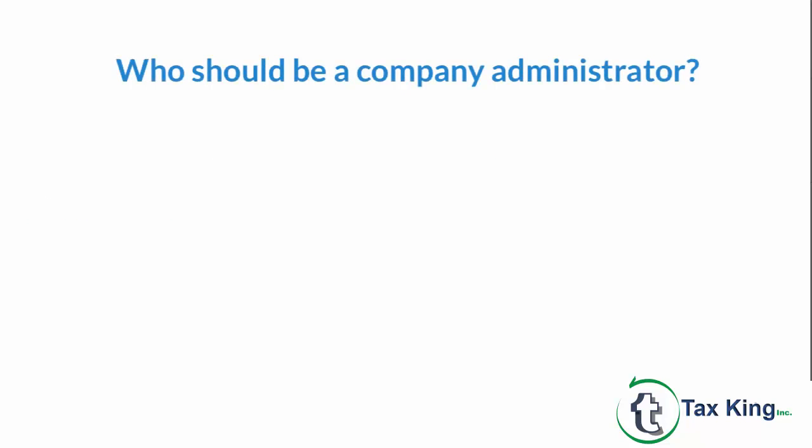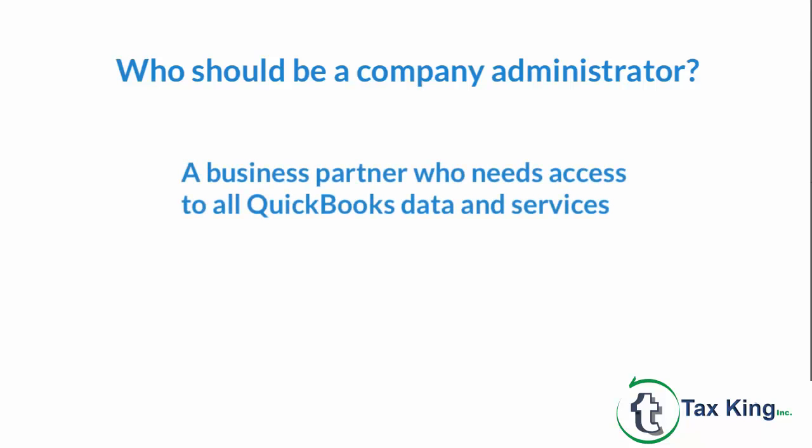The next user type is the company administrator. The company administrator has access to all of your QuickBooks data, as well as any additional services that you may have through QuickBooks, such as payroll or payments. This level of access should be limited to decision makers only, business owners, partners, or officers of the company.